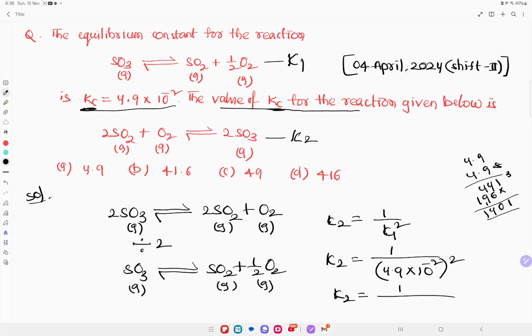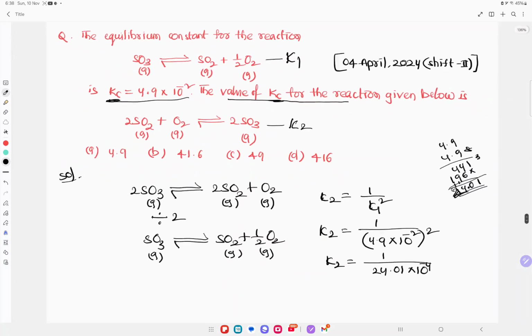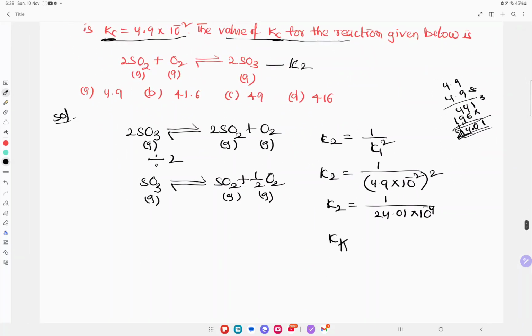9 9s are 81, okay, 9 4s are 36 plus 8 is 44, and 4 9s are 36, okay, 4 4s are 16, that is 19, and so it becomes 24.01. Into 10⁻² into 10⁻² is 10⁻⁴. So K2 is equal to what? K2 is 10⁻⁴, moving up it becomes 10⁴. We can write 10⁴ as 10² into 10².